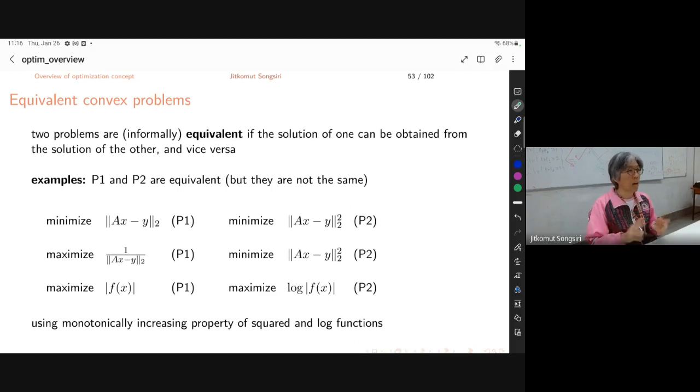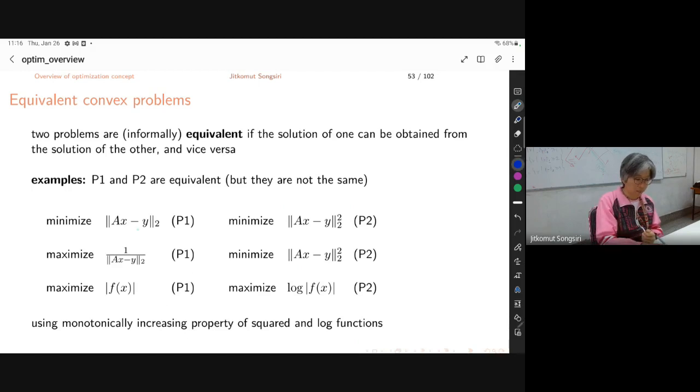We say two problems are equivalent if a solution of one problem is also a solution to the other, and vice versa. This is kind of an informal definition. Two equivalent problems are not identical problems. When you say two problems are identical, it basically means that when you show them in a standard form, they are identical. Now let's see some examples. These are some common techniques. I give you several pairs, P1 and P2. P1 and P2 are equivalent, but they are not the same optimization problem. They are not identical.